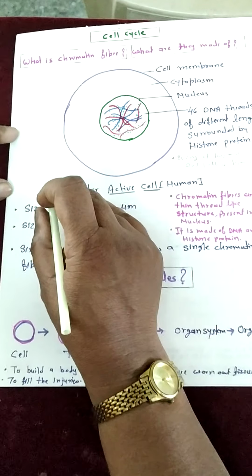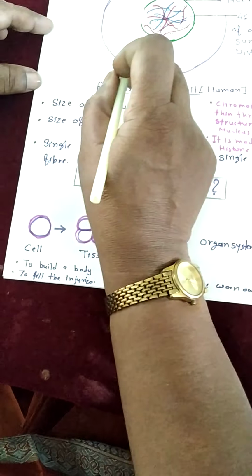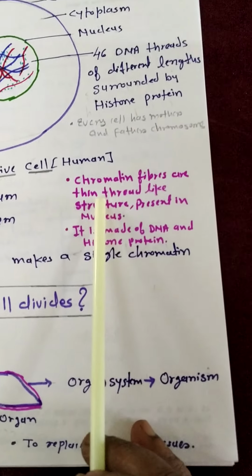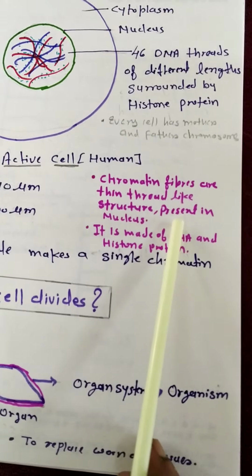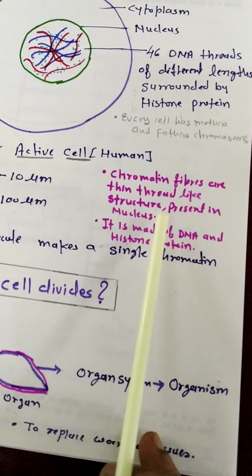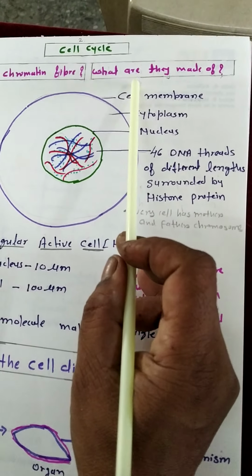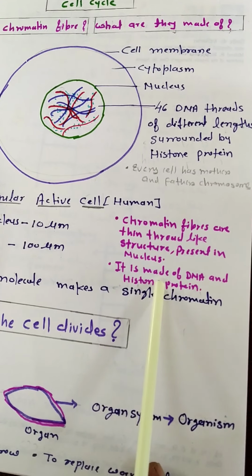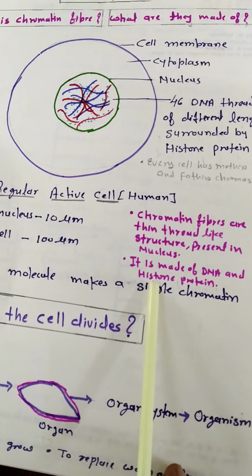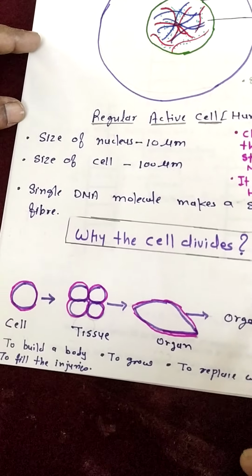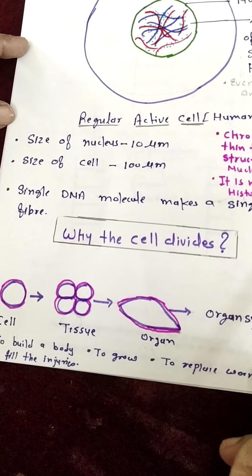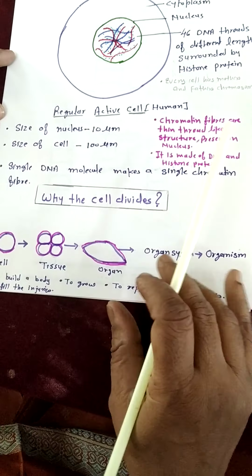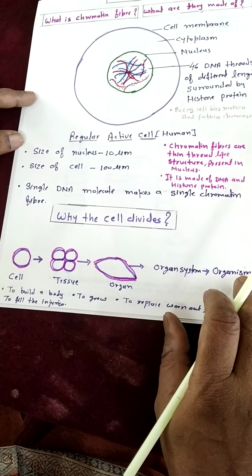So the answer for this question, what is chromatin fiber? The answer is, chromatin fibers are the thin thread-like structures present in the nucleus. And the next question was, what are they made of? The chromatin fibers are made of DNA and histone protein. So do you understand what is chromatin? Chromatin are the fibers of DNA surrounded with the histone proteins.